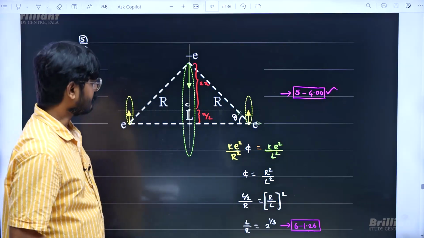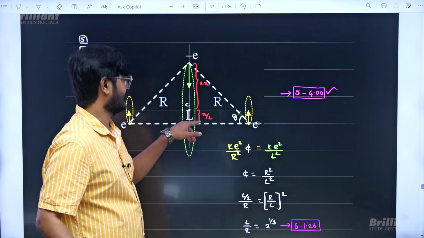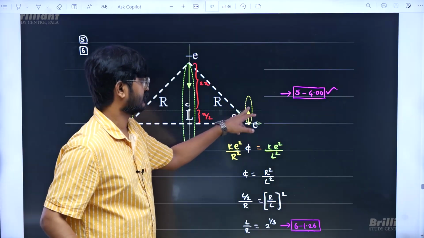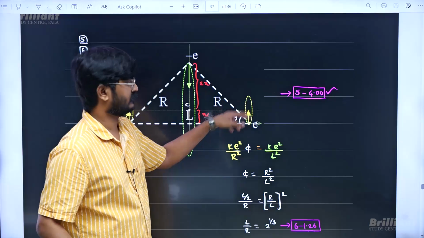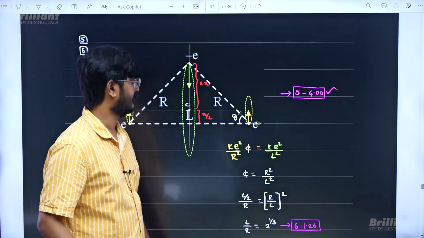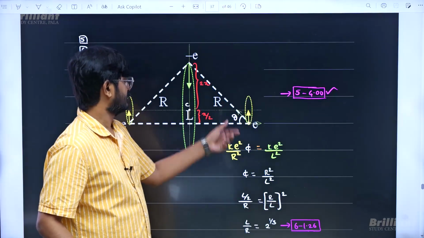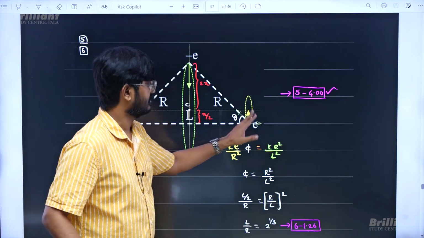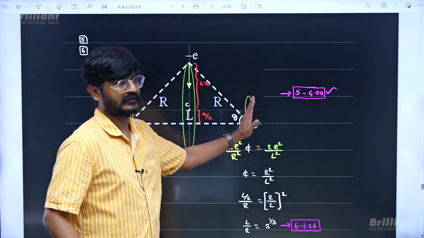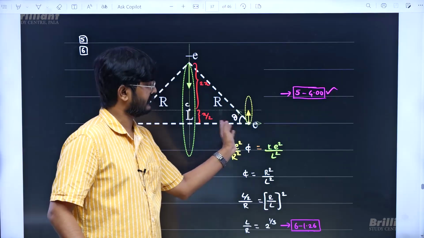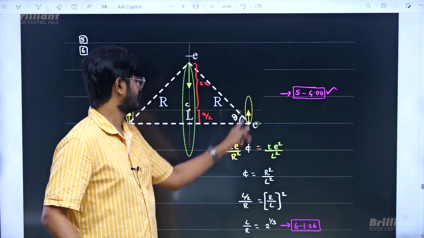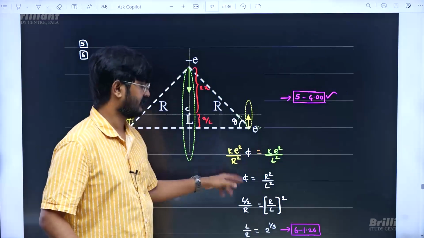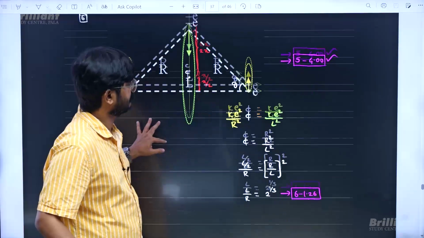Then they are asking what is the ratio of L and R. Basically the resultant of these two forces should be this way, then only he will be performing circular motion, right? That should be providing the centripetal force. So this force's horizontal component should be balanced by this force. This force's vertical component will be giving the centripetal force, and the horizontal component should get cancelled. So this horizontal component will be cancelled by this force. From there you will be getting the required answer.